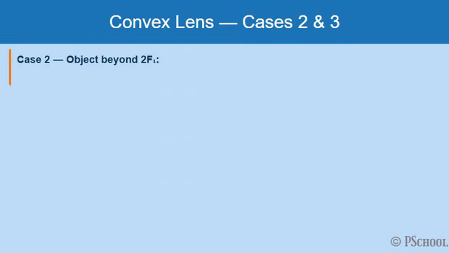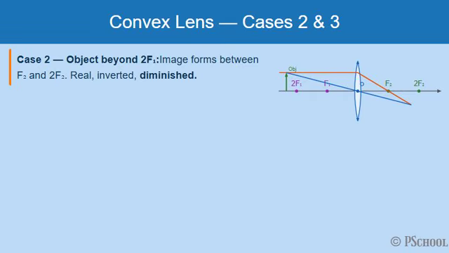Case 2, object placed beyond 2f1, farther from the lens than twice the focal length. Ray 1 is drawn parallel to the principal axis. After refraction it passes through f2. Ray 2 passes through optical center O in a straight line. Ray 3 is directed toward f1, after refraction it emerges parallel to the principal axis. All three rays converge between f2 and 2f2. The image is real, inverted, and diminished.